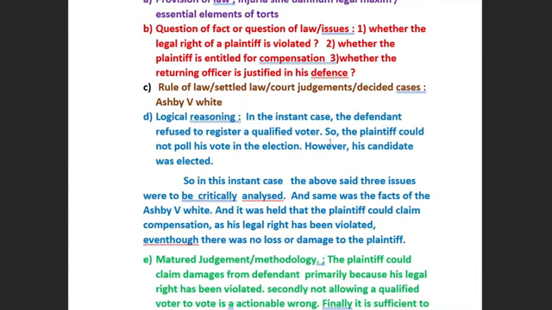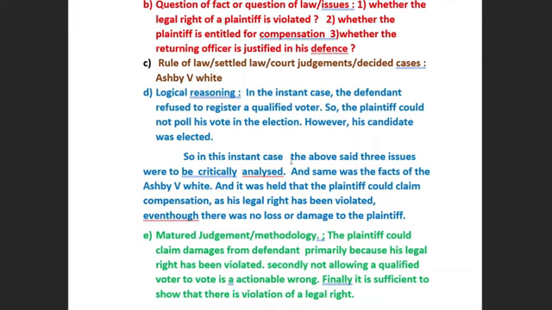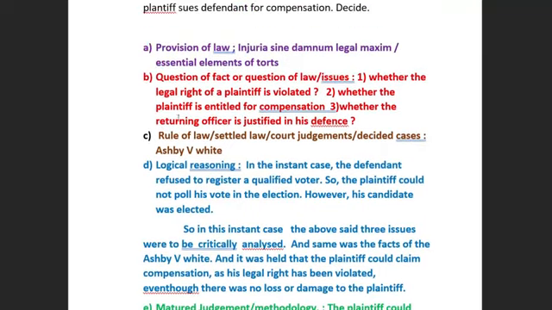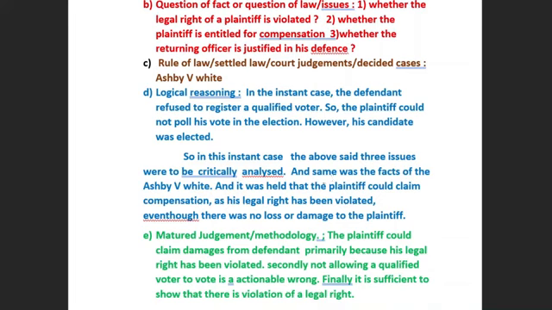In the instant case, the defendant refused to register a qualified voter, so the plaintiff could not poll his vote in the election. However, his candidate was elected. Here you can write the fact and you have to write the reasoning. So in this instant case, the above said 3 issues were to be critically analyzed. So here in logical reasoning, you have to analyze the provision of law, issues, rule of law. That is 3 issues means these issues. You can frame 1 or 2 also, no problem.